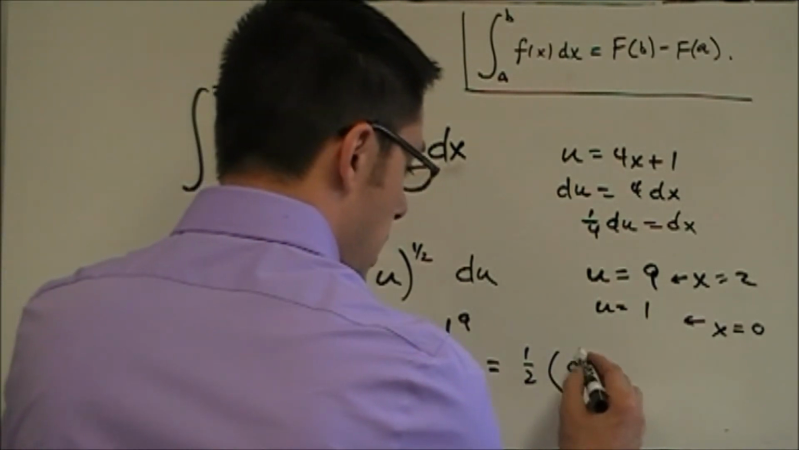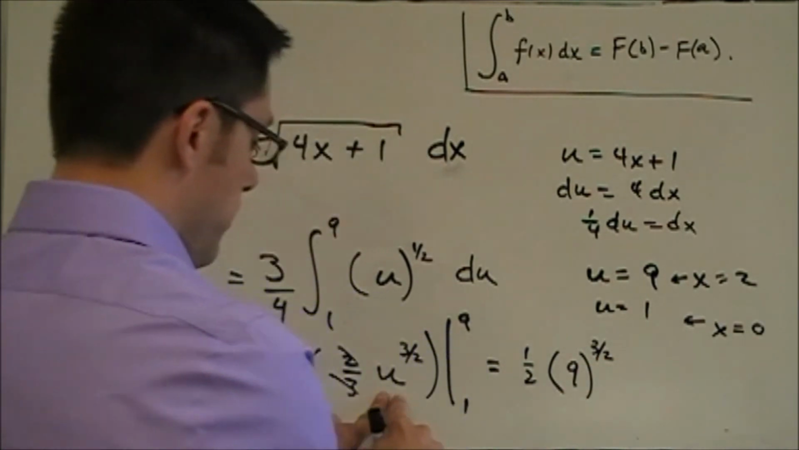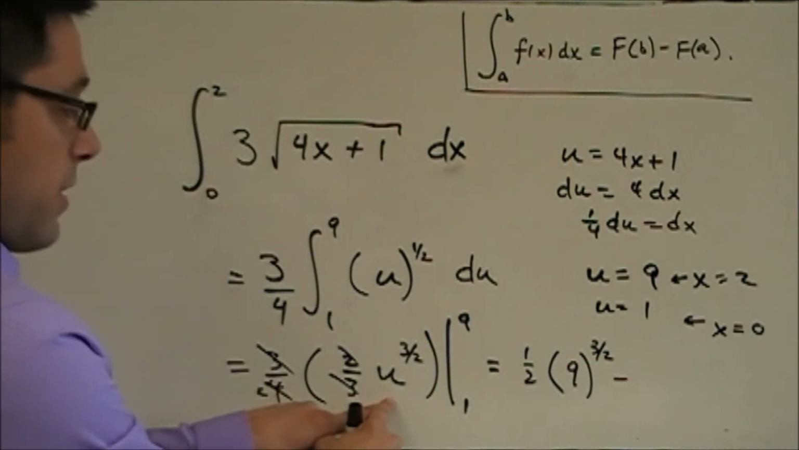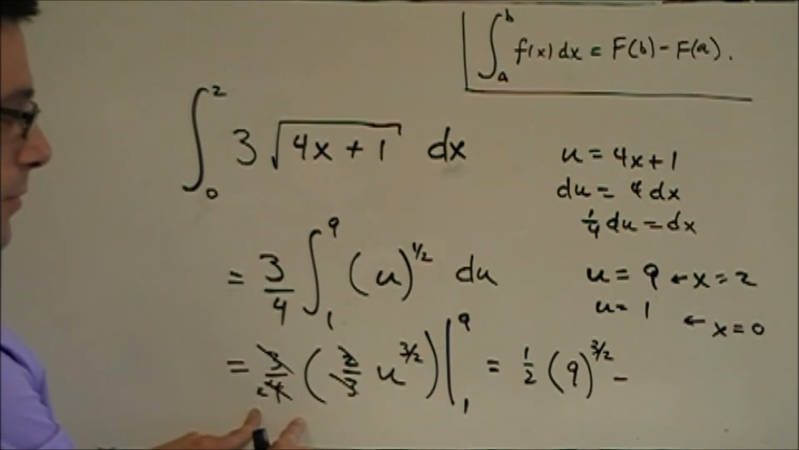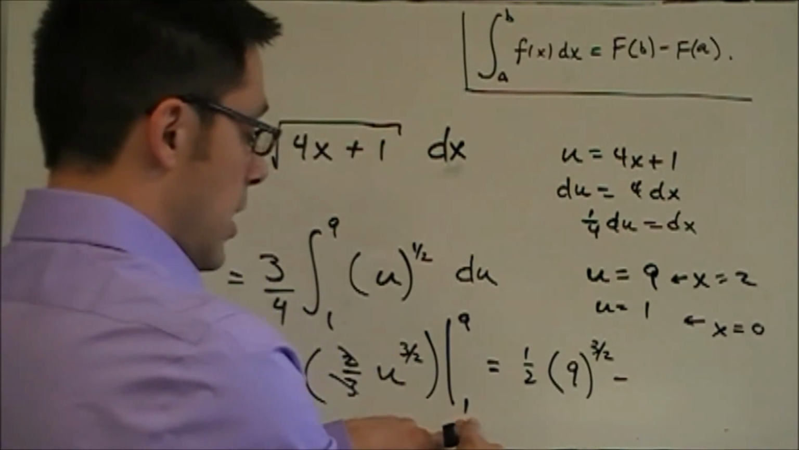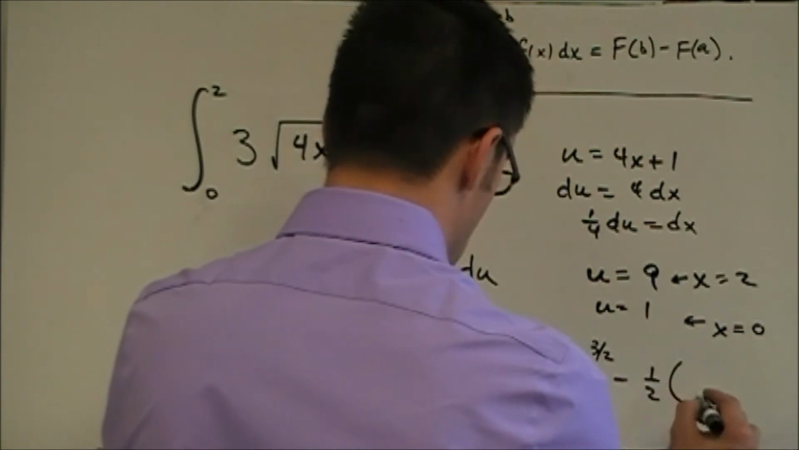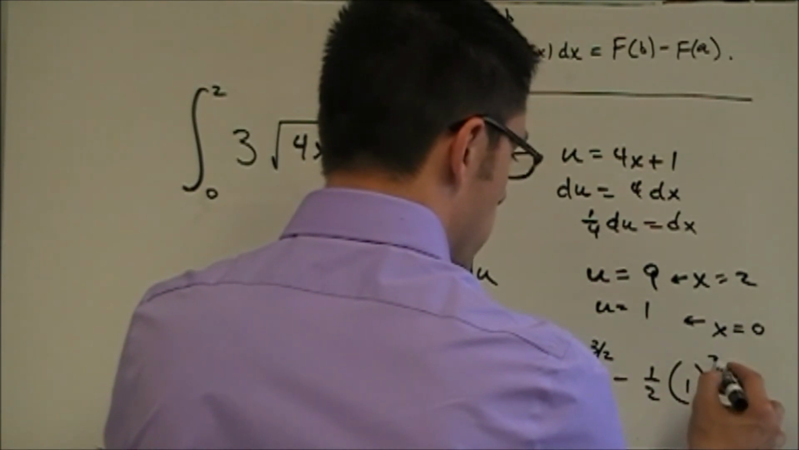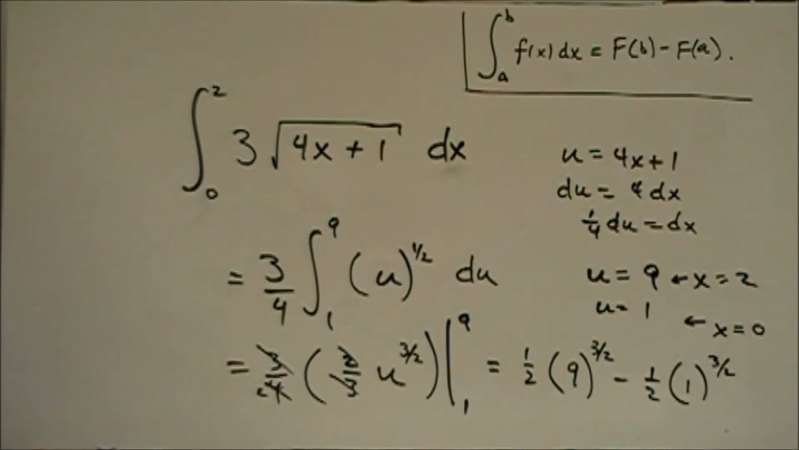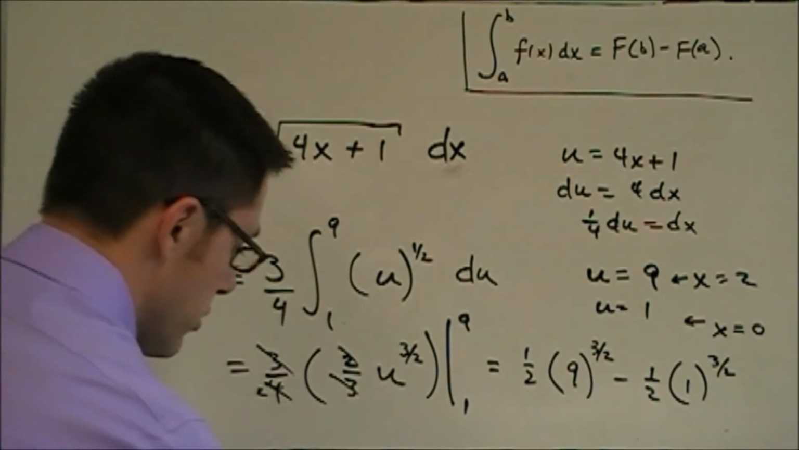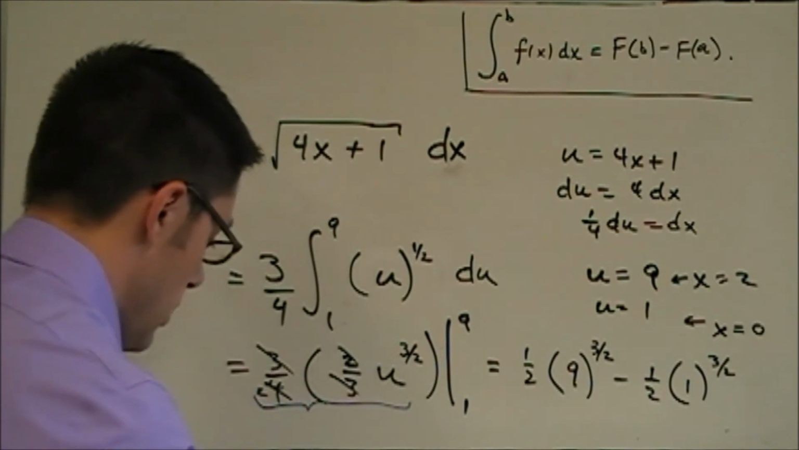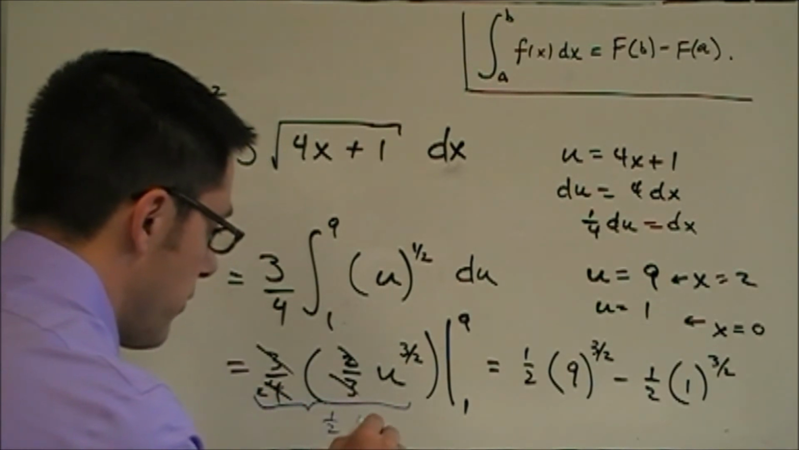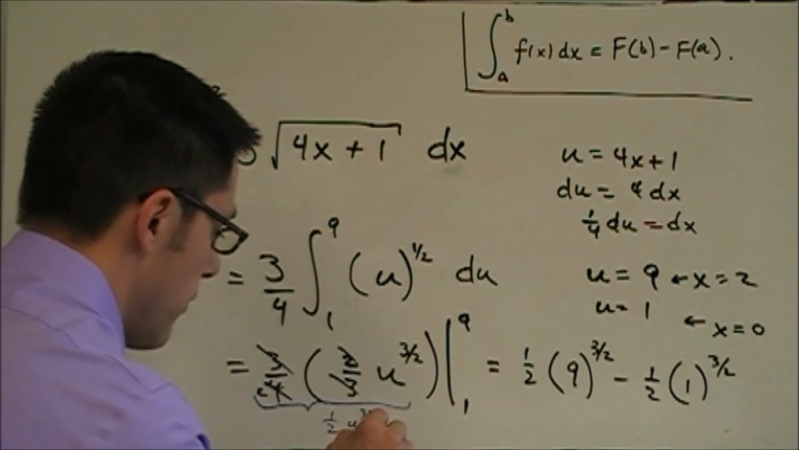So this is now 9 to the 3/2 power. Minus, again, this is my antiderivative. The coefficient out front is 1/2. And I'm going to plug in my other endpoint, which is 1. So 1/2 of 1 to the 3/2 power. Okay? Again, I probably should more clearly write what the antiderivative is here. This antiderivative was really 1/2 u to the 3/2.